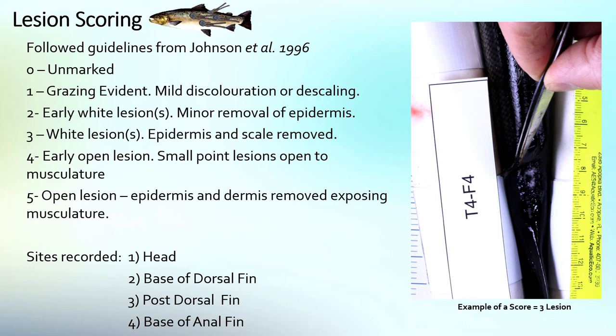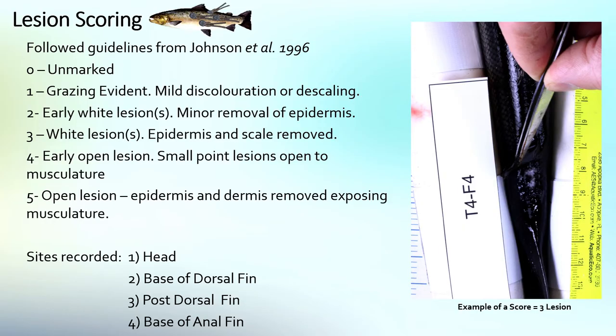Then when we get to the lesion scoring, we followed the paper by Stuart Johnson et al. 1996 to do one assessment, a gross scoring that could be done visually. And then we did another quantitative assessment using ImageJ, which I'll talk about. For those of you not familiar with the Johnson study, basically there's a score from 0 to 5 that are made at different sites on the fish.